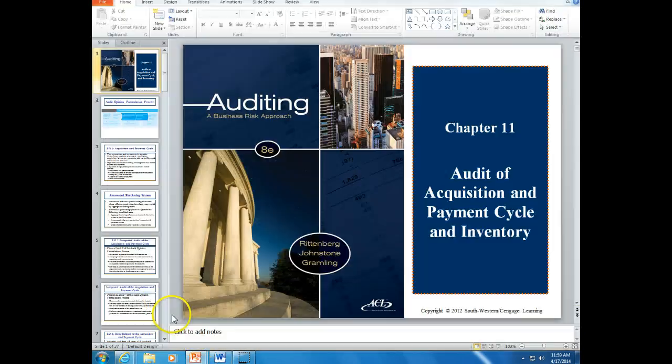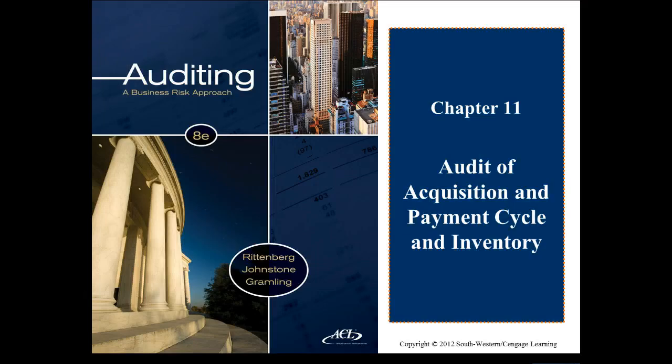So we're going to start today talking about chapter 11. Now, we're not going to spend much time on chapter 11. We're going to put more focus onto chapter 12. But chapter 11 deals with the auditing of the cycle as it relates to acquiring goods, the receipt of goods, and the payment of goods within the inventory system.